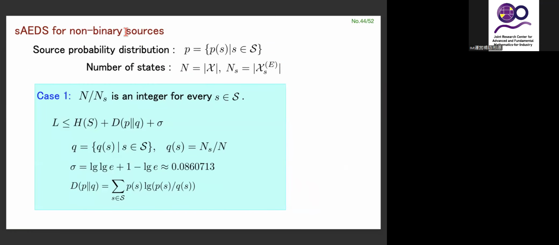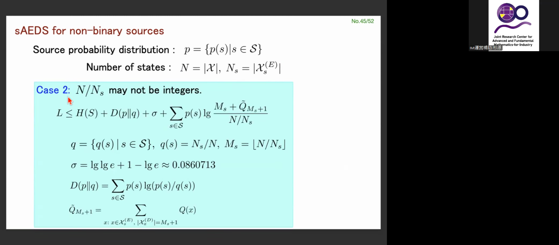Next, we consider the non-binary case. The first case is the case that N over N_S is an integer for every symbol S. Then average code length can be upper bounded by the entropy plus divergence plus sigma. P is the source probabilities, and Q_S is defined by these values. And sigma is a constant, which is approximately 0.086.